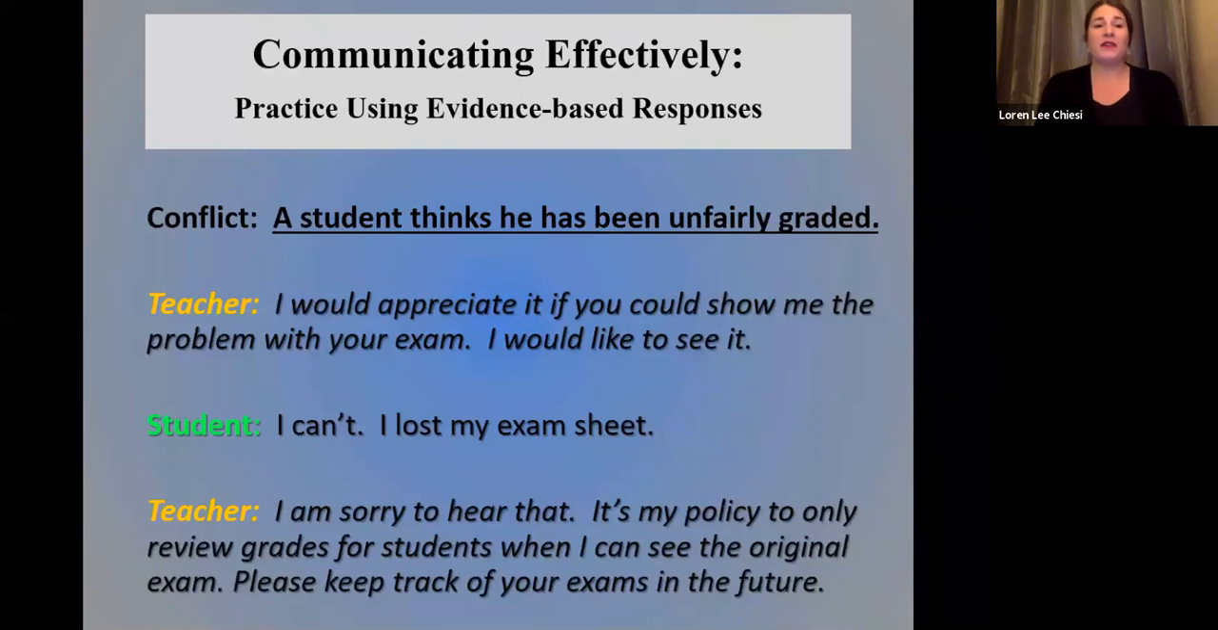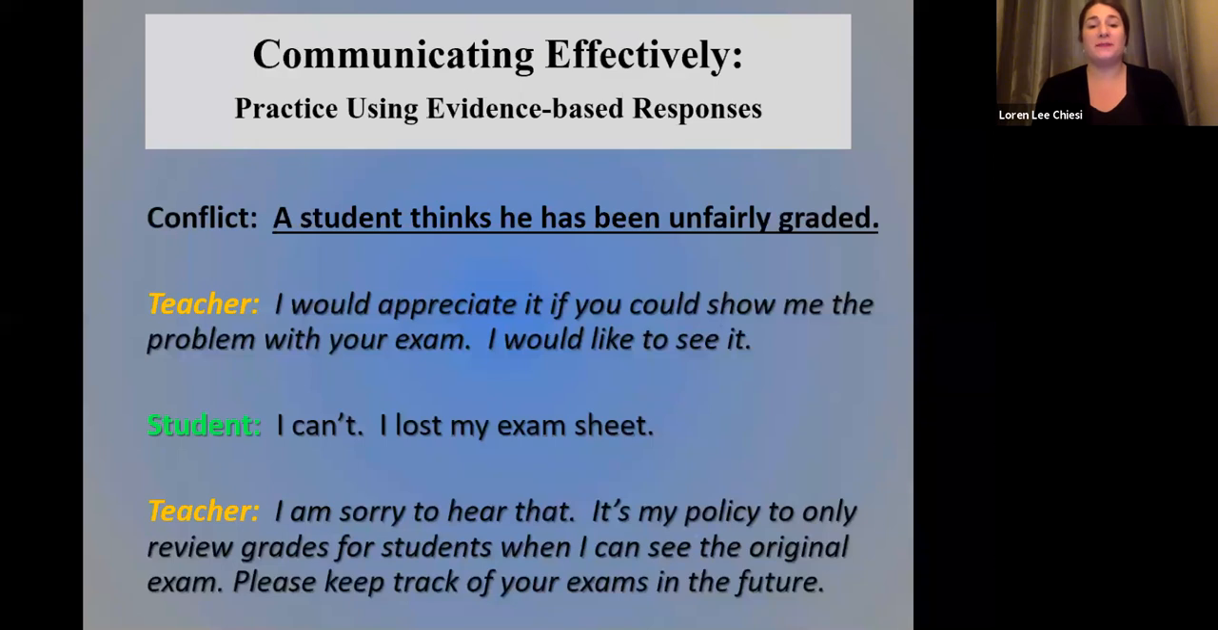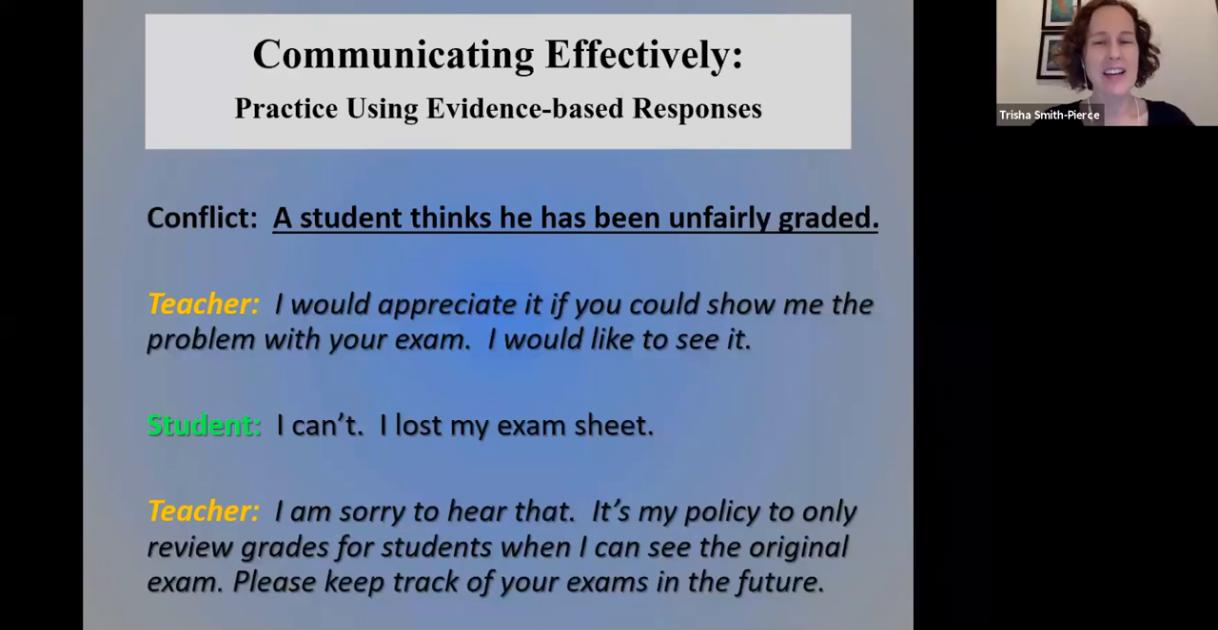So this conflict is a student, and he thinks he's been graded unfairly. Okay. I would appreciate it if you could show me the problem with your exam. I would like to see it. I can't. I lost my exam sheet. Oh, I'm sorry to hear that. It's my policy to only review grades for students when I can see the original exam. Please keep track of your exams in the future.